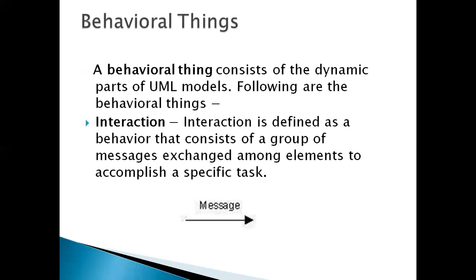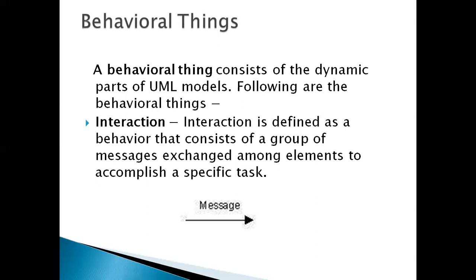Behavioral things consist of the dynamic part of the UML model. There are two behavioral things: interaction and state machine. What is interaction?